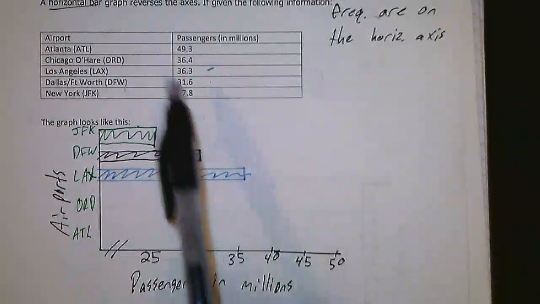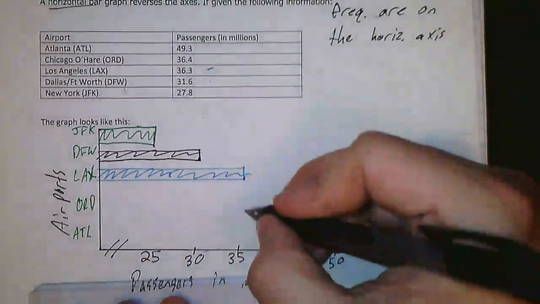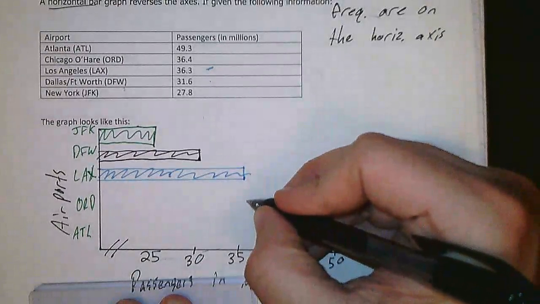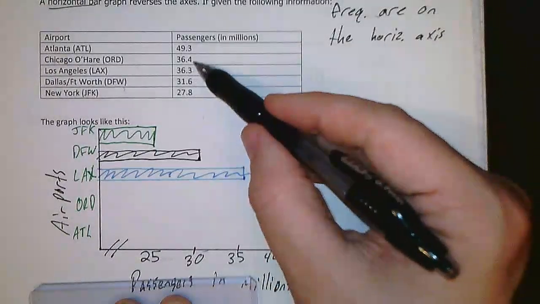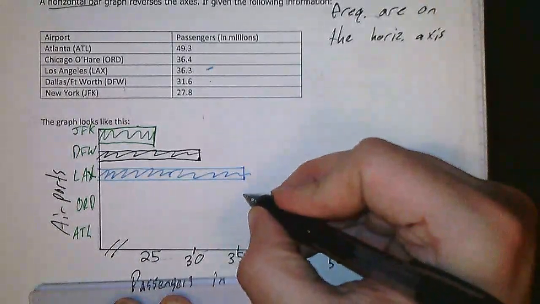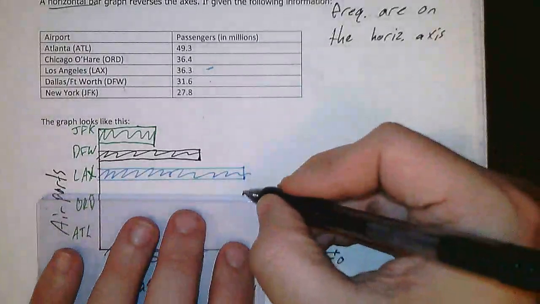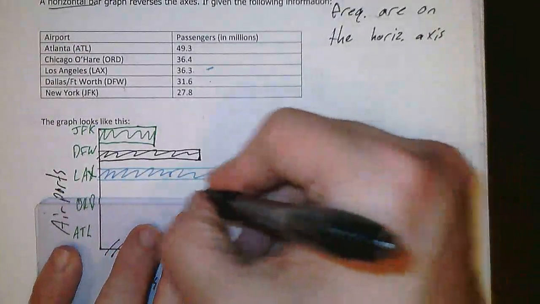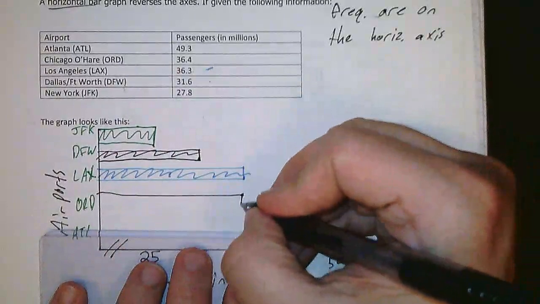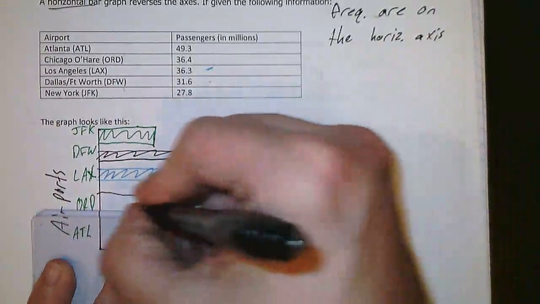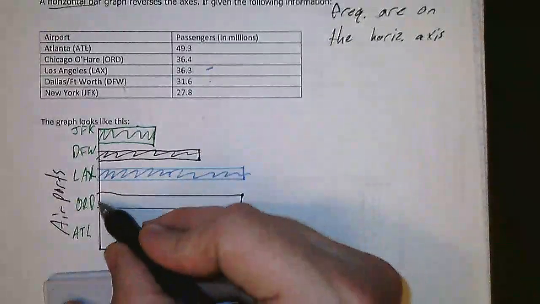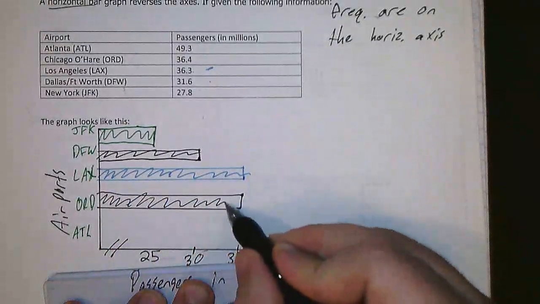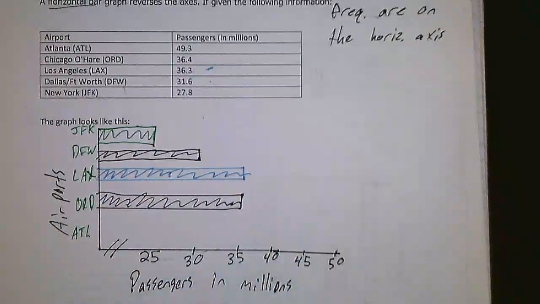For O'Hare, the big airport in Chicago, about 36 million. Almost exactly the same as LAX. 36.3 and 36.4. These should basically match. You can make the larger one go out just a little bit more. But it's a decimal of 1, essentially.